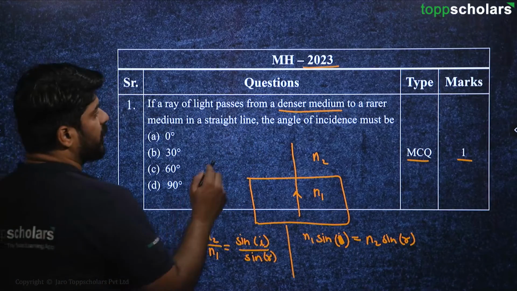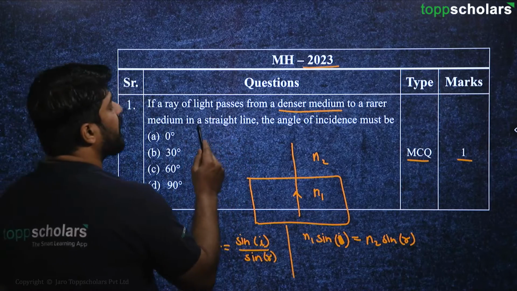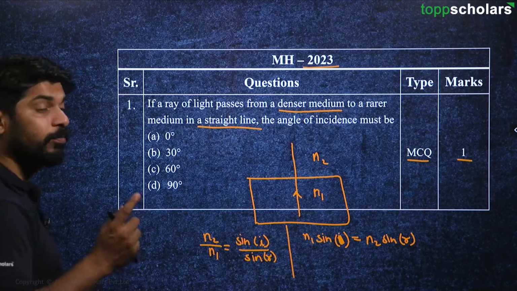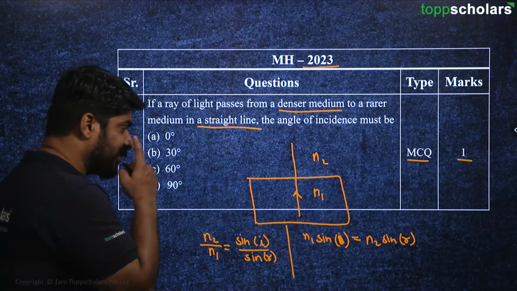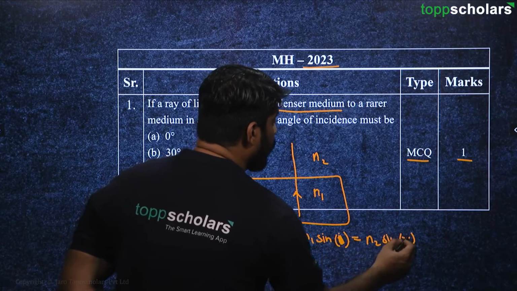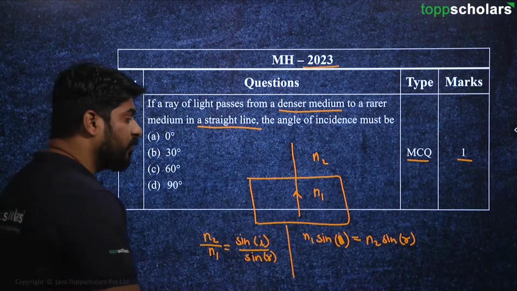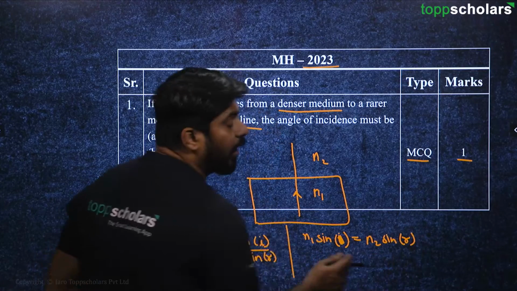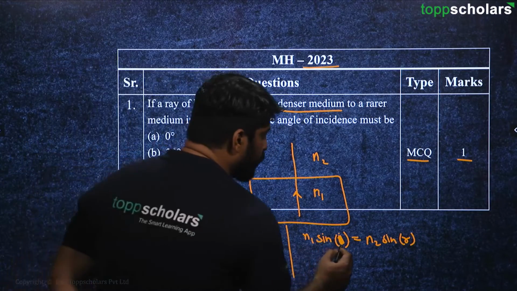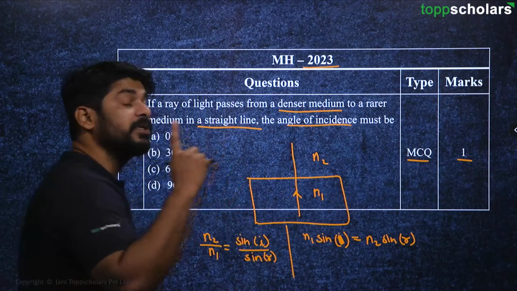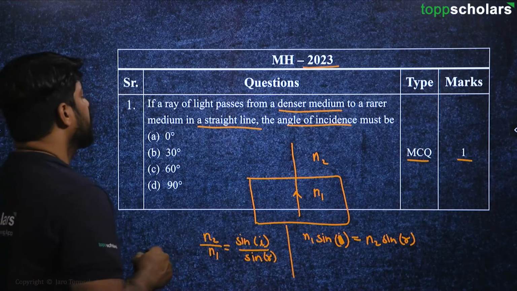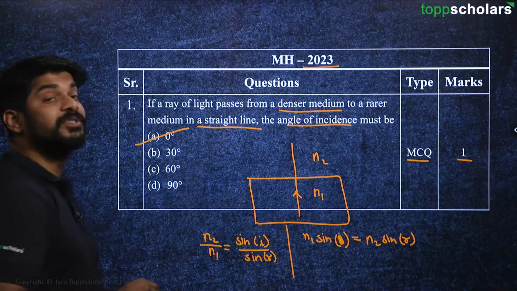So, over here, since it's a straight line travel, that means angle of incidence and angle of refraction both have to be 0, and this is only possible if I is 0, then only R can be 0. If I is not 0, then R can also not be 0. So that's why over here the angle of incidence must be 0, according to Snell's law. So in this way, the answer is very simple, that is 0 degree.